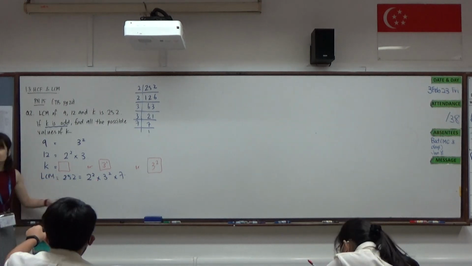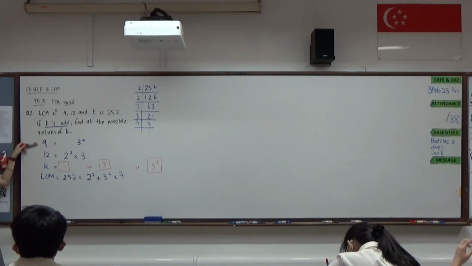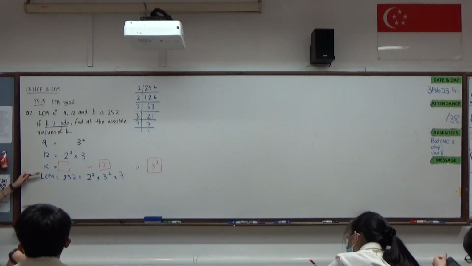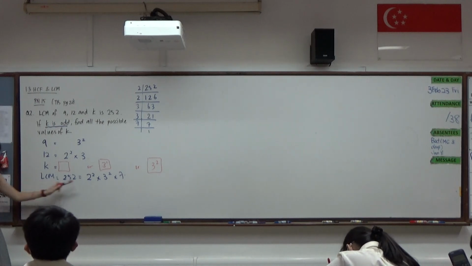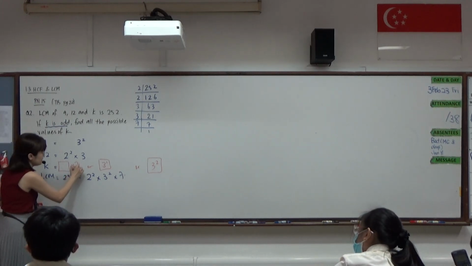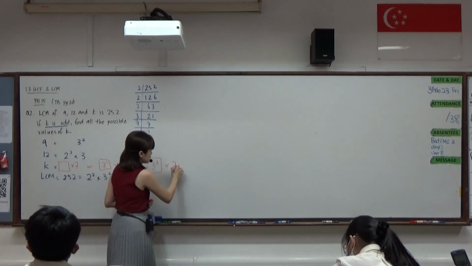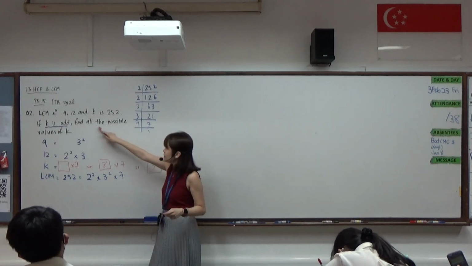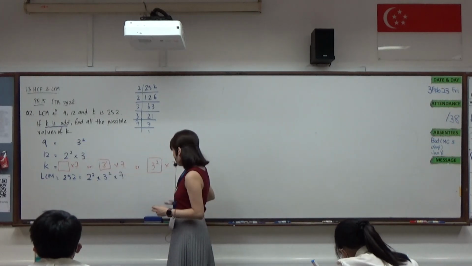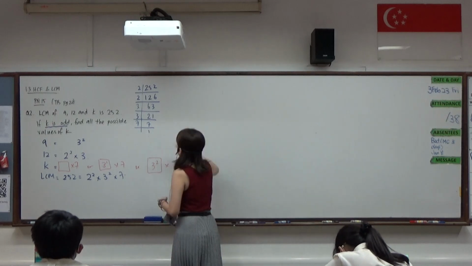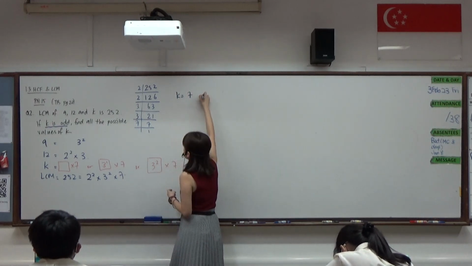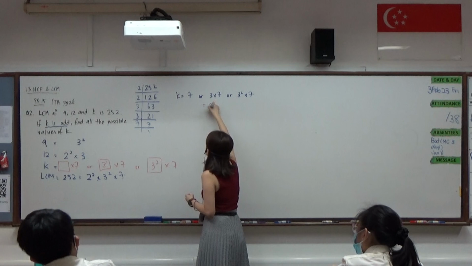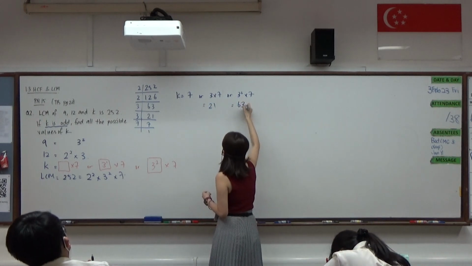Where will the 7 have to come from? 9 doesn't have a 7, 12 also doesn't have a 7. So that means the 7 must come from k in order for my LCM to have a 7. So all of the options must have 7. My first question asked me to find all the possible values. The possible values will have to be 7 only, or 3 times 7, or 3 squared times 7. So this is 7, 21, and 63.